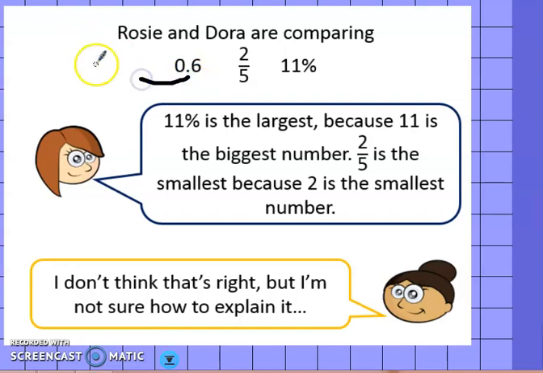You know that 0.6, that's 6 that is in the tens column, so it's 6/10. We need it to be over 100, so I'm going to times them both by 10. So 60 out of 100, that is 60%.